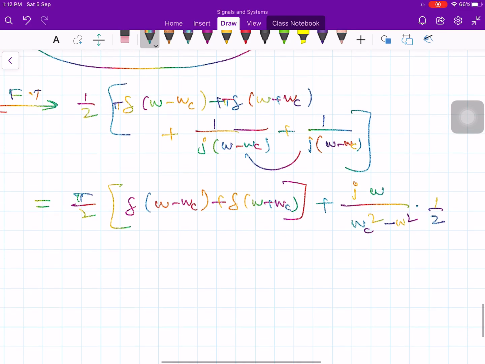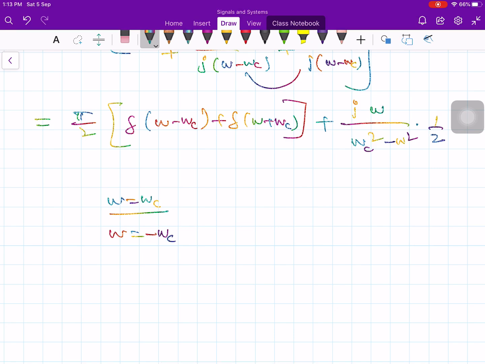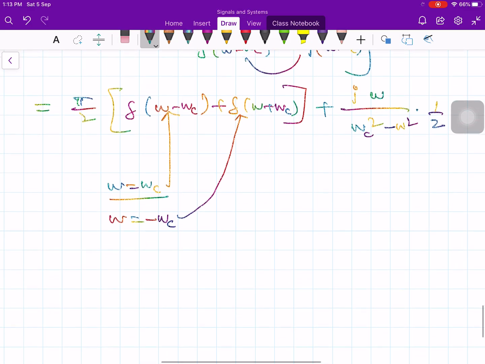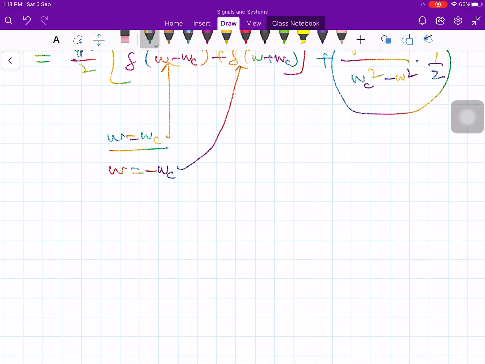Okay, so the spectrum would be like this. At omega equals omega c and omega equals minus omega c, you have delta functions, 2 delta functions. Omega equal to minus omega c corresponds to this delta function. Omega equal to omega c corresponds to this delta function. In addition to these 2 delta functions, you have a continuous variation of the magnitude corresponding to this term, omega divided by omega c squared minus omega squared. So if you try to plot this, then it looks like something like this.